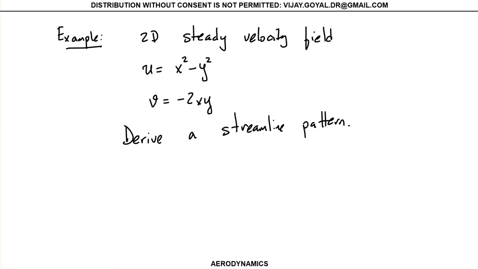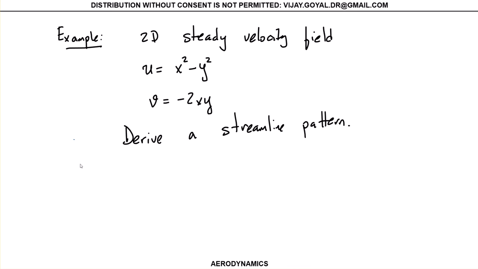Okay, this video is supposed to be a continuation of the previous video. There was a glitch in the example. So let's go with this particular example that we began in the last lecture. In this example, we have a 2D steady velocity field where u is equal to x squared minus y squared, and v is equal to minus 2xy, and you want to derive a streamline pattern.